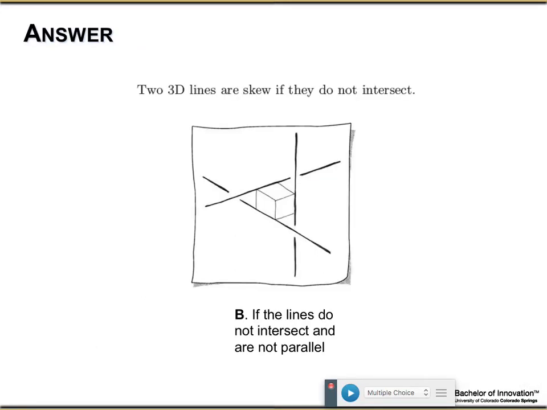Okay, so the correct answer was B: the lines do not intersect and are not parallel. In 2D, lines either were parallel or they intersected. In 3D, they can be like this: they're not parallel and they don't intersect. There's still a point where they get nearest each other, but they don't necessarily touch.